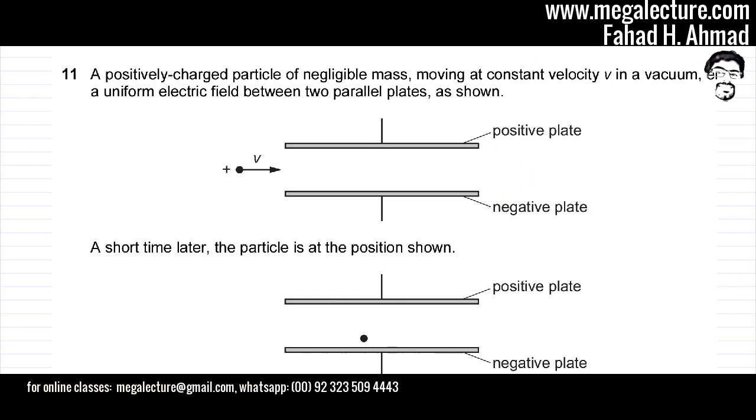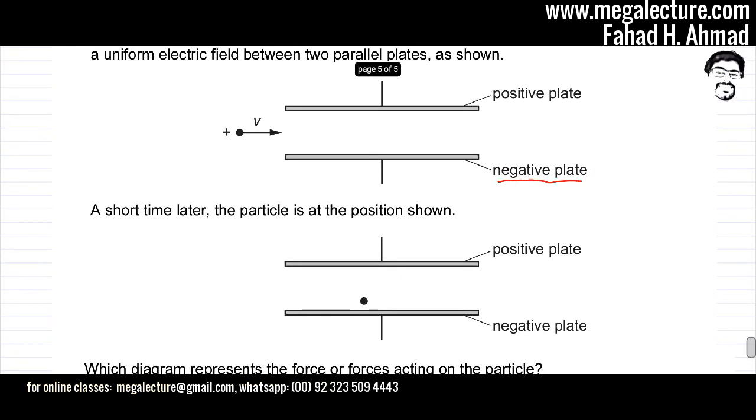So the particle is getting attracted to the negative plate. It's being dragged downwards. If you look at the particle's position over here, you would notice that it's moving towards the negative plate. So if I sketch the particle's path, it's going to be something like this. It's traveling and it's eventually going to move towards the negative plate. There's going to be attraction towards the negative plate. So this is where the particle is a short time later.